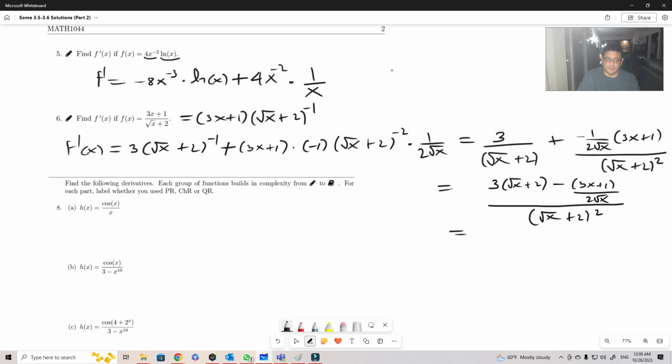Which, if you pay attention, this is just the quotient rule. If I consider this h and this g, then this will be h prime g minus h g prime over g squared. So pretty much doing it by the chain rule or doing it by the quotient rule leads to the same place.